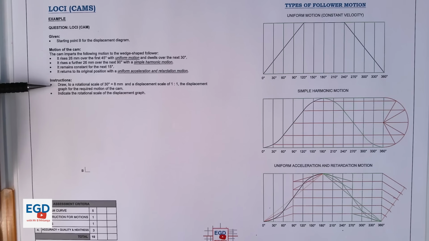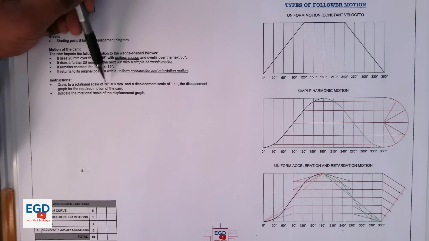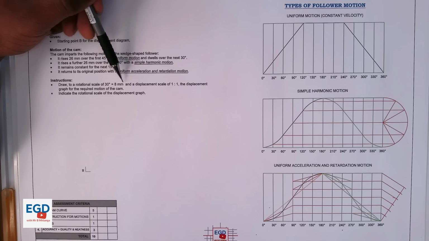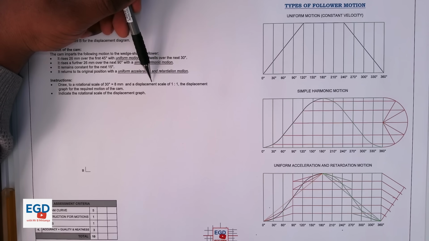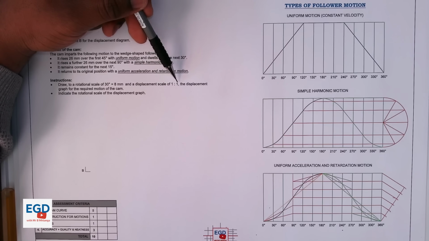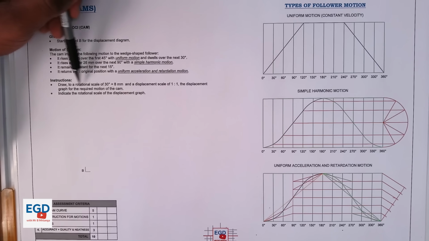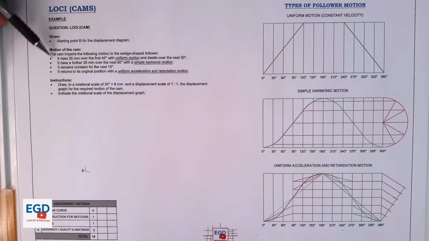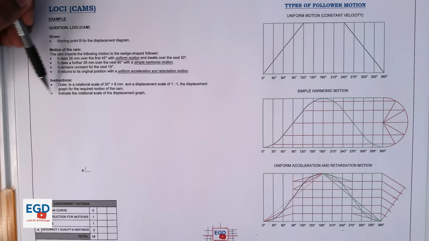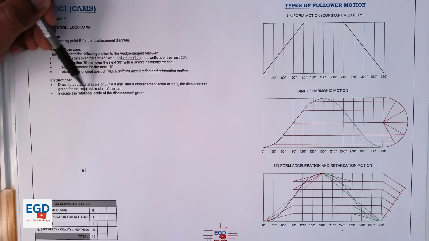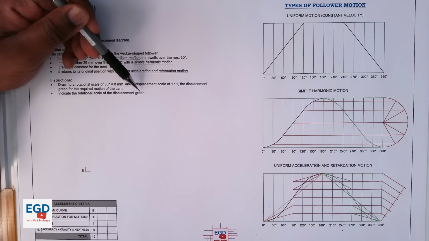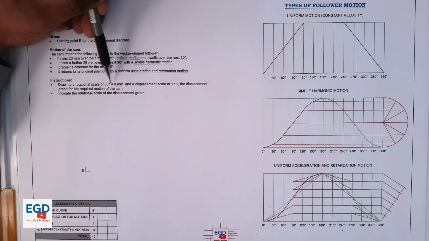Instructions: draw to a rotational scale of 30 degrees equals 8 millimeters and a displacement scale of 1:1, the displacement graph for the required motion of the cam. So this is the motion here. Lastly, we have to indicate the rotational scale of the displacement graph, which is the scale we are given, which is 30 degrees equals 8 millimeters.